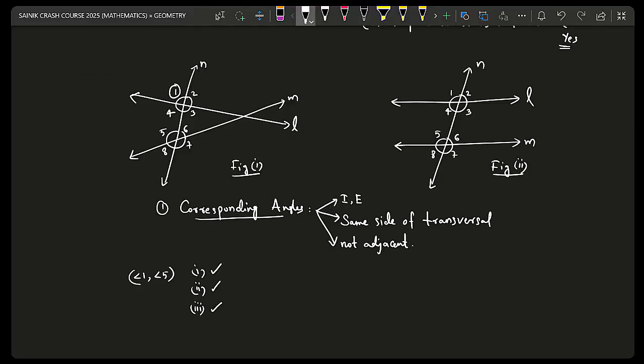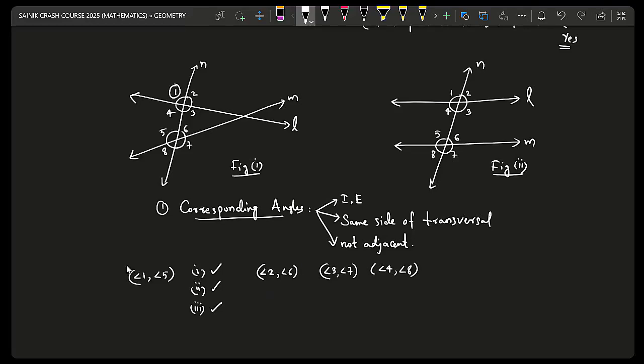Other than 1 and 5, can you see any pair of angles which are corresponding? Vishnu, can you say any other pairs of corresponding angles? Sir, 2 and 6. Very good. 2 and 6 are going to be corresponding. Next. Sir, 7 and 3. Yes, 3 and 7. Next. 8 and 4. Next. 1 and 5. 1 and 5 is already over.